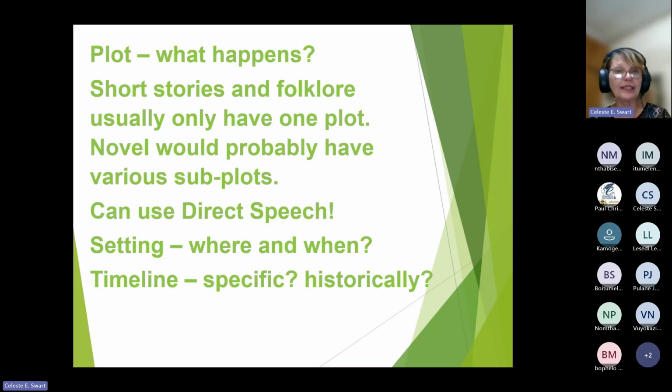You can, of course, use direct speech in your storytelling because it gives character to the story. It makes it more real. It makes it really valid when you read these short stories and you read a story. It's so real. The characters become lifelike, and that is what direct speech helps with. The setting, where and when this occurs, the timeline, it could be specific, it could be historically specific, it could be a day, a few hours.